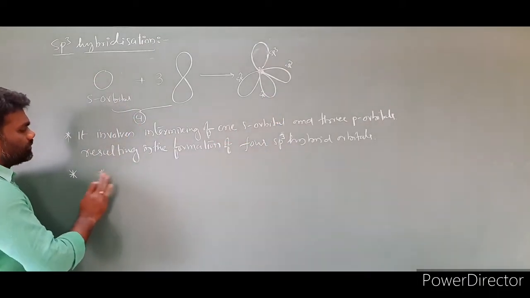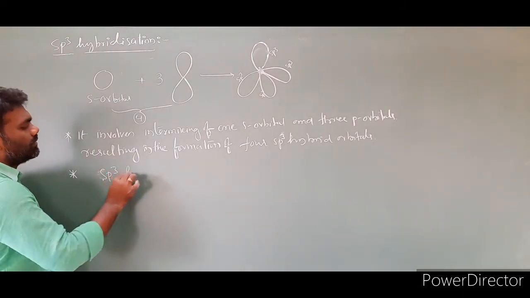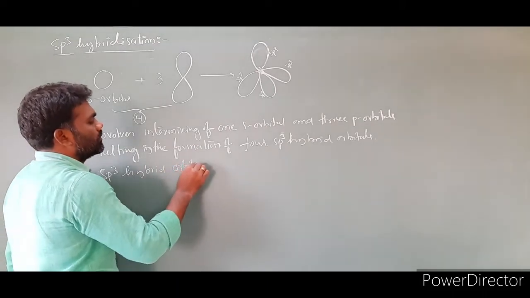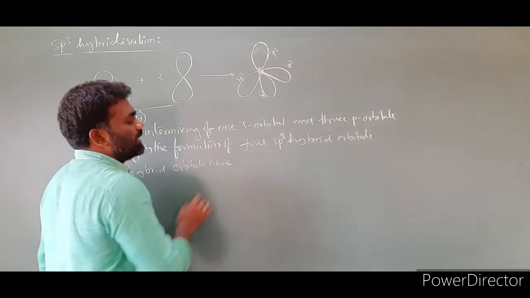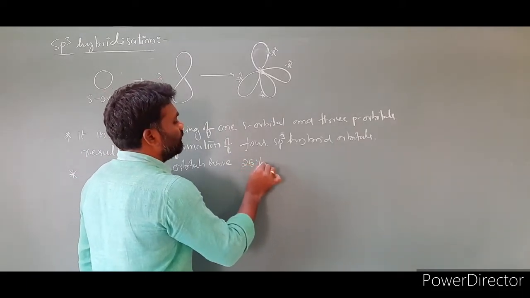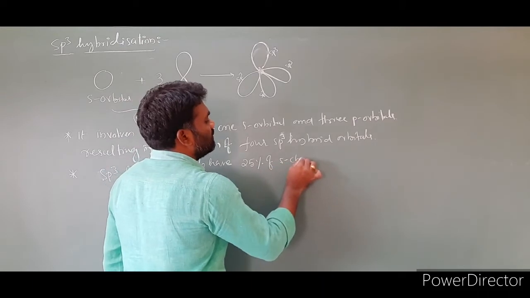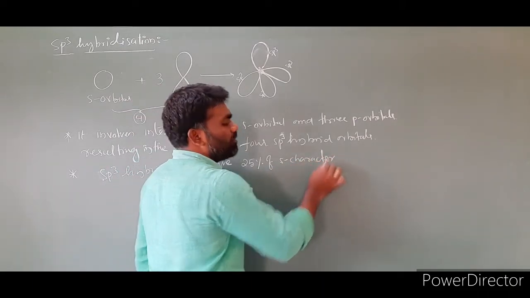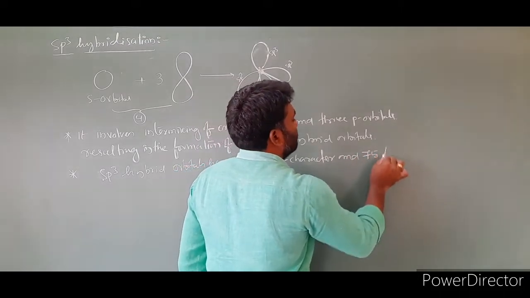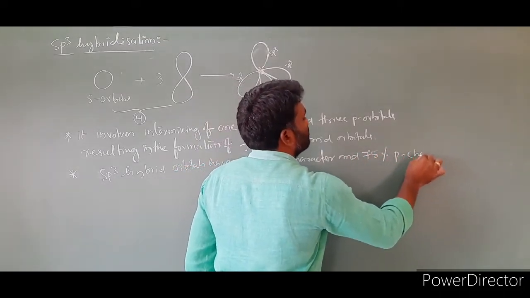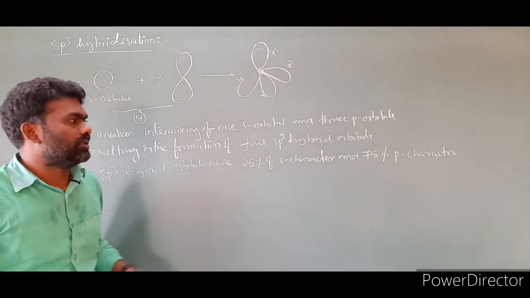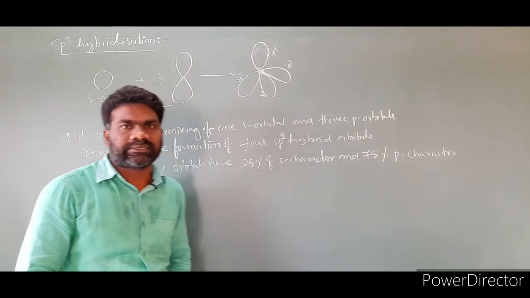The percentage: sp3 hybrid orbitals have 25% of s character and 75% of p character. 25% of s character and 75% of p character. This is the second point.